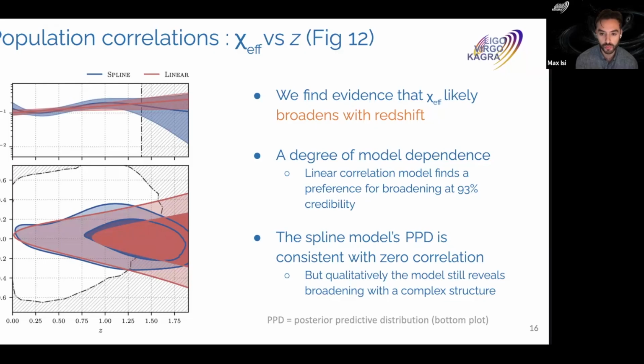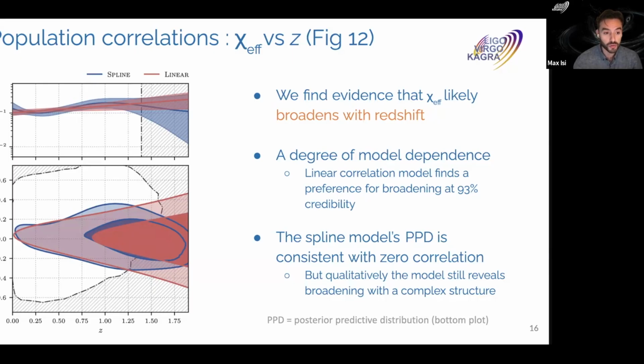We get at this result, as usual, with two flavors of models that you see represented here on the left: a more restrictive, strongly modeled linear model for these correlations, where a linear relationship is imposed between the mean and the width of the chi-effective distribution as a function of redshift. And on the other hand, a more flexible spline model that does not assume that this trend is necessarily linear, but can assume other shapes. And whether you use a linear model or a spline model, it appears that we have evidence for a broadening of the chi-effective distribution as you go further out in redshift.